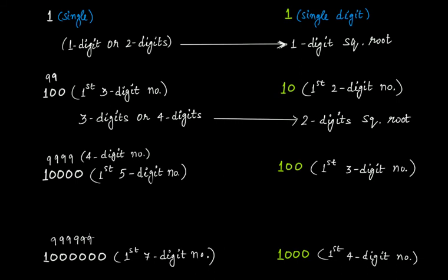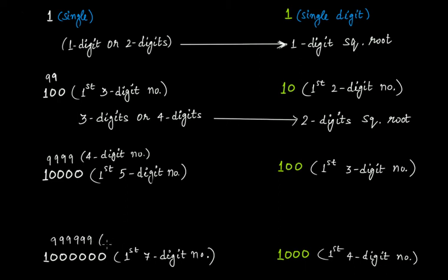9,99,999. This is the number that comes before 10 lakh. This is the largest 6 digit number. It means that from 10,000 to 9,99,999, let me write it here.